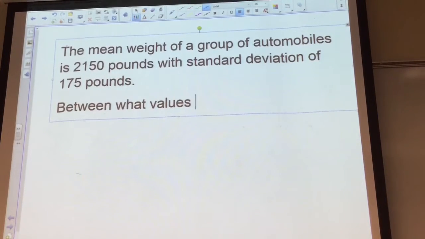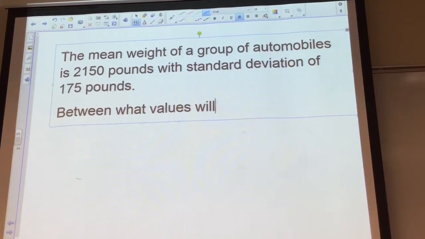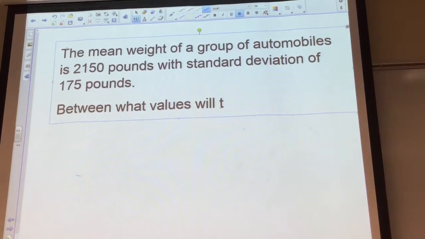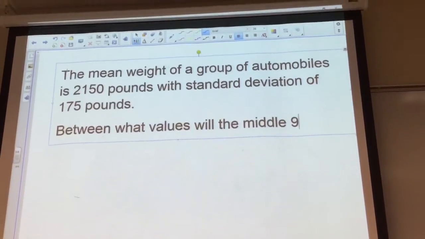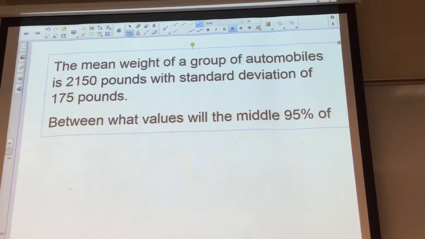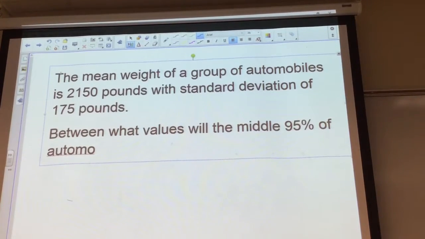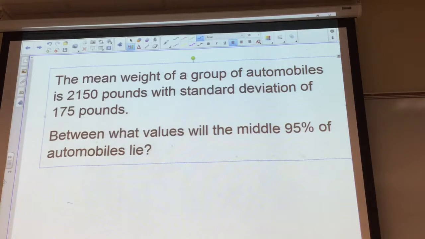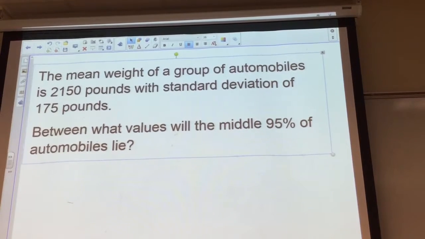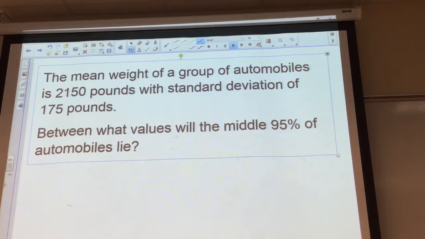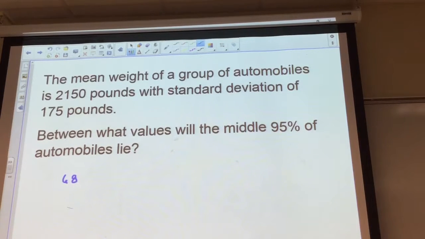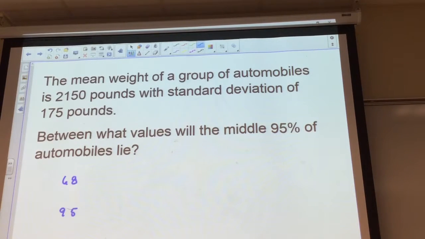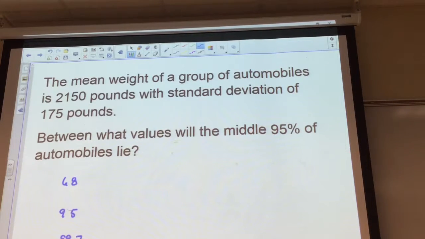Between what values will the middle 95% of automobiles lie? So this problem is targeting a specific application. 68, 95, 99.7 rule.